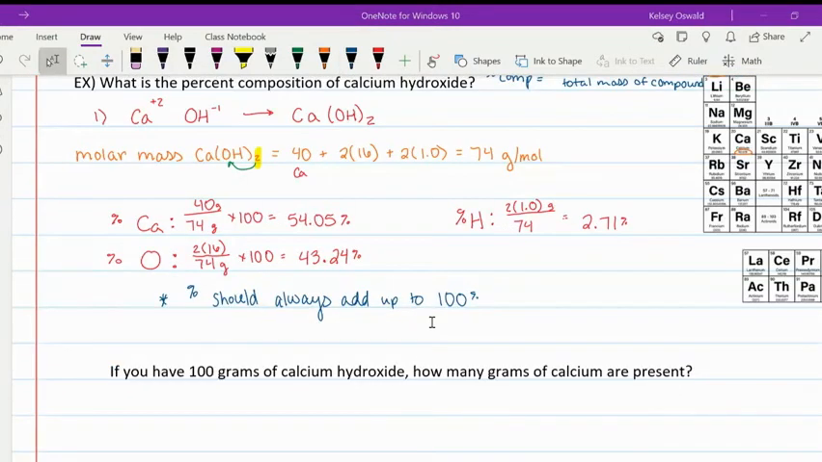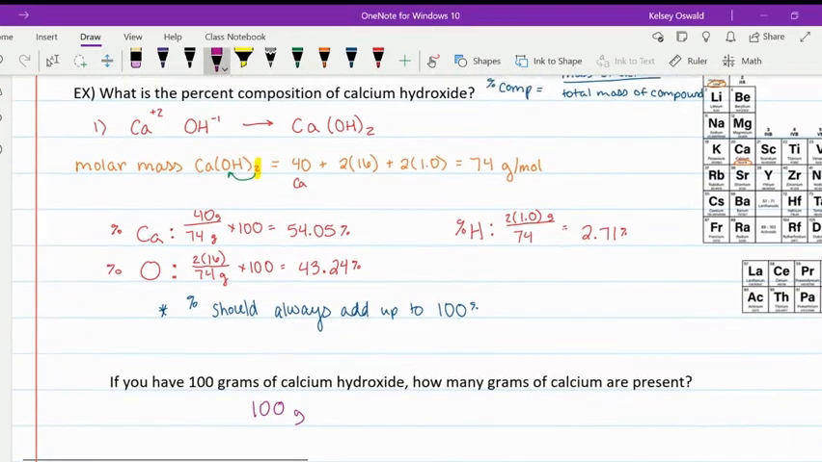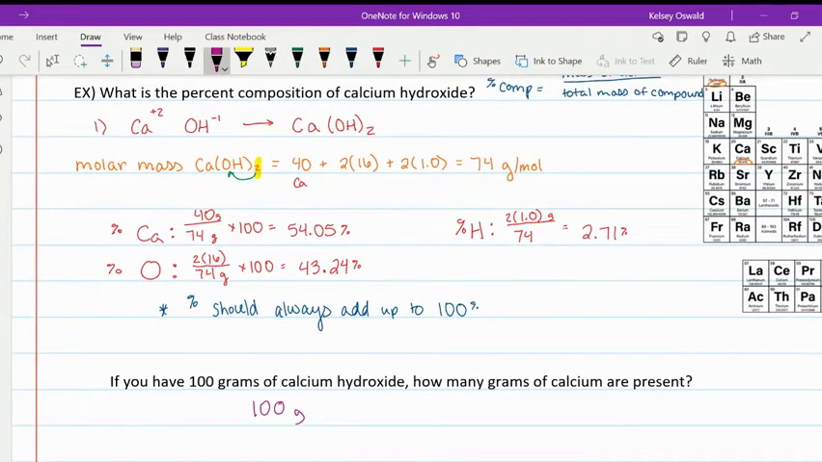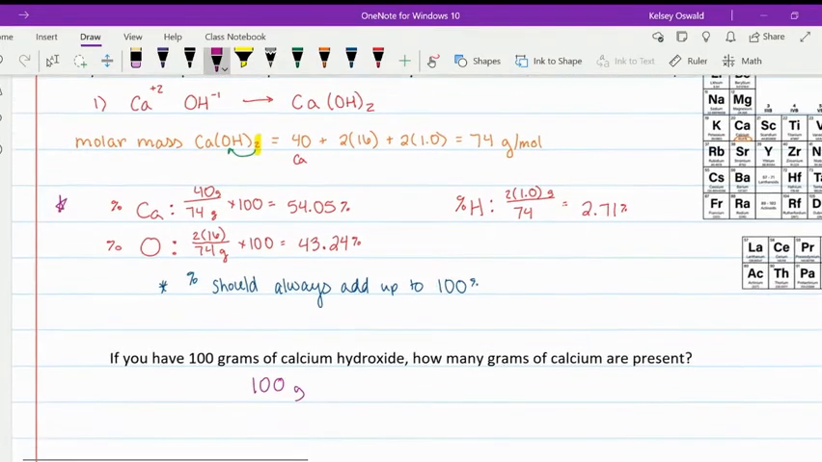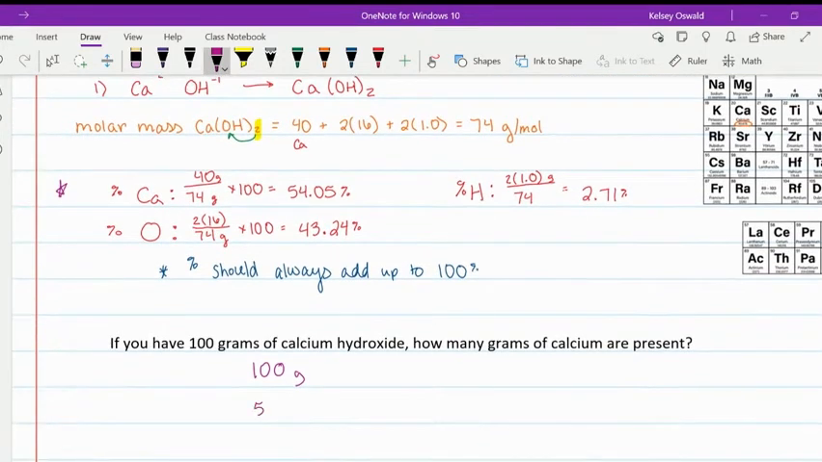Okay, so let's say we have 100 grams of calcium hydroxide. We want to see how many grams of calcium are present. We just found out, looking at calcium hydroxide, that calcium accounts for 54.05% of our overall mass. So that means if we have 100 grams of calcium hydroxide, 54% of that is going to end up being calcium.